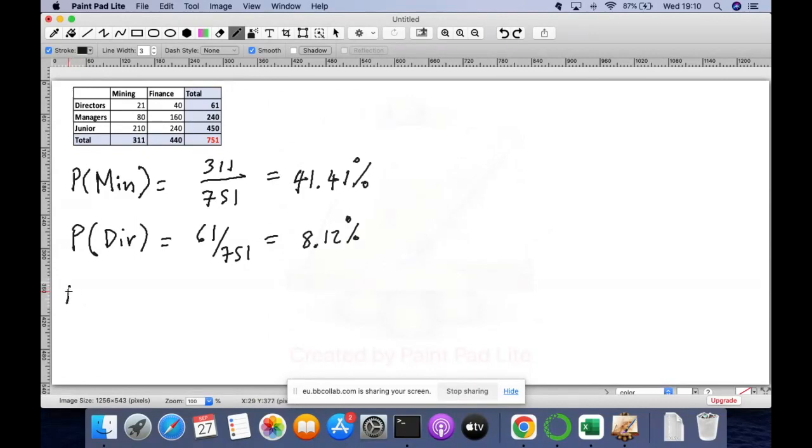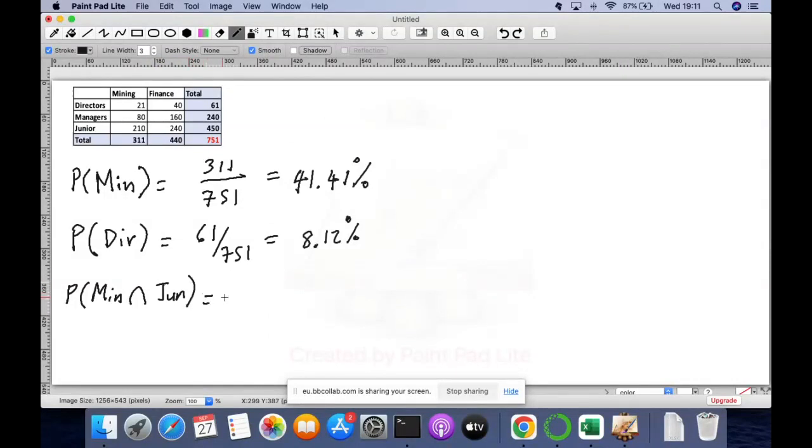So say you were asked, what is the probability of being in the mining sector, so MIN, and on the right, instead of writing "and", I'm going to write the math symbol for it. It's intersection, like an upside down U. Probability of being in the mining sector and being a junior. All right, you're asked this.